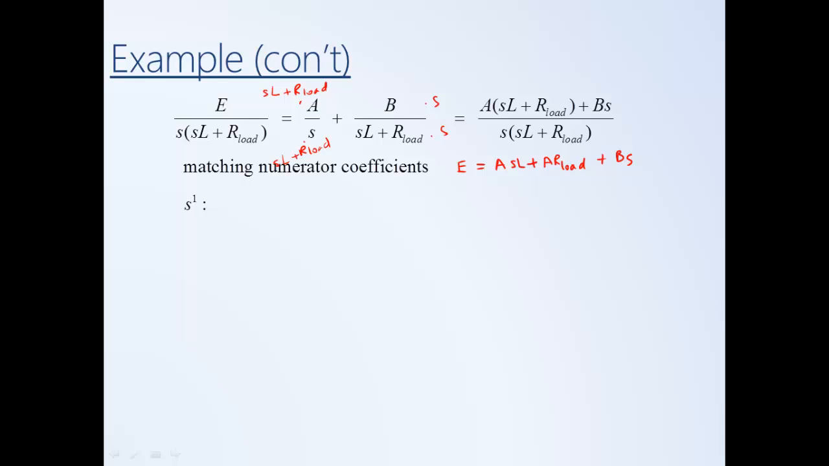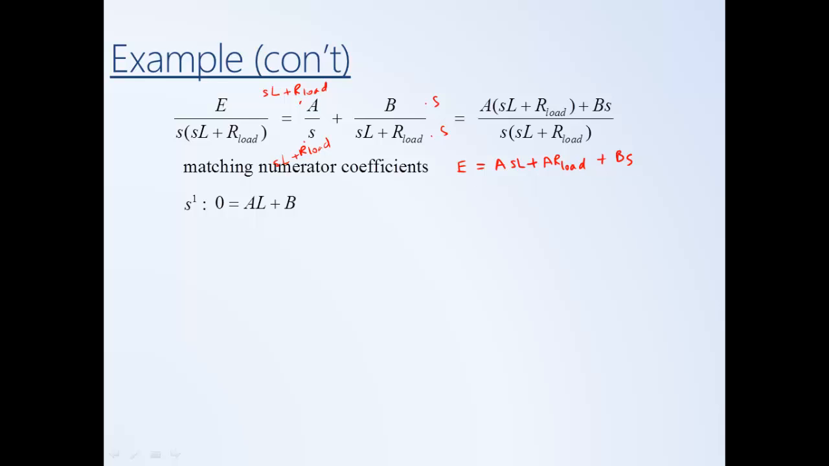So looking at just the s terms, on the left hand side we have no s terms. So it's as if the coefficient for the s term is 0. On the right hand side we have an s term with a coefficient of A times L and an s term with a coefficient of B. Therefore, on the left, 0 must equal A times L plus B.